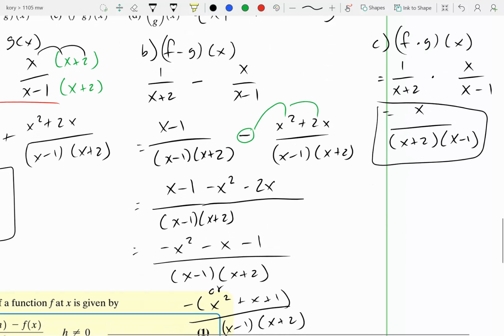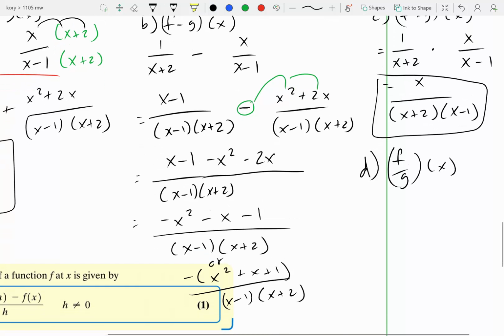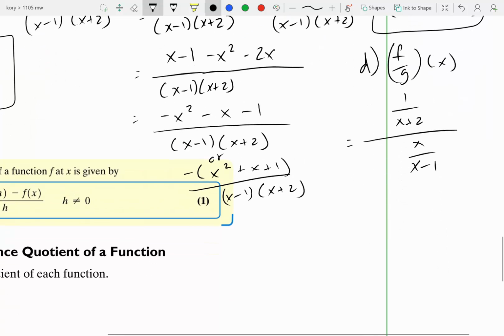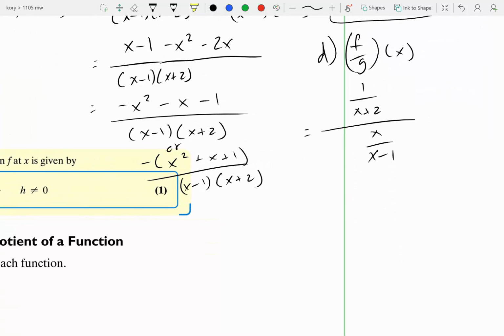Alright, last part, part D. Now we're dividing. So part D, we're dividing the two functions. And we have f of x, so 1 over x plus 2, over g of x, which is x over x minus 1. So remember, we don't divide fractions, we multiply by the reciprocal. So we have 1 over x plus 2 divided by x over x minus 1. Flip the second one. That leaves us with 1 over x plus 2 times x minus 1 over x.